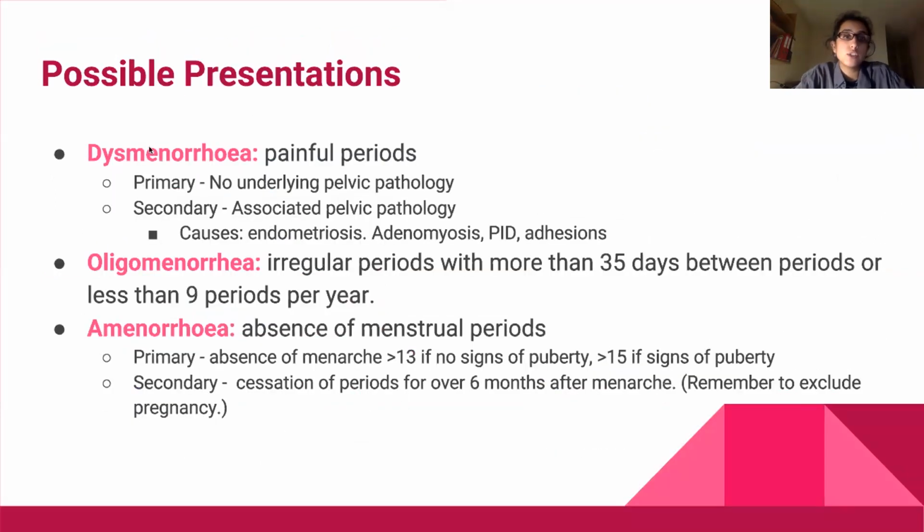So, possible issues with the menstrual cycle: dysmenorrhea, so painful periods. This can be primary, where there's no underlying pelvic pathology, and usually with primary dysmenorrhea the pain starts at the start of menstruation. Whereas with secondary dysmenorrhea, which is associated with underlying pelvic pathology, the pain tends to start a few days before the start of menstruation, and this can have various different causes, which will be covered in later sections of this talk.